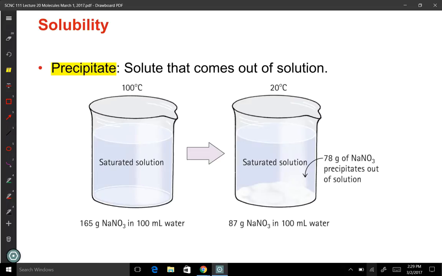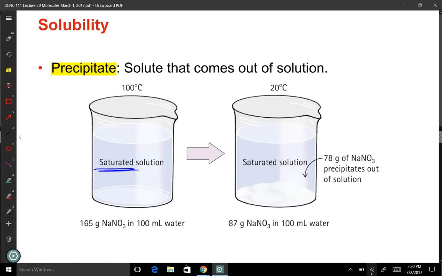At what temperature is it? Yeah, it's 100 degrees Celsius. The sodium nitrate is around 2 times more soluble than it is at 20 degrees. So you can have a saturated solution. Saturated means it's holding as much as it can. And then if I cool it from 100 degrees to 20 degrees, it can only hold about half as much.